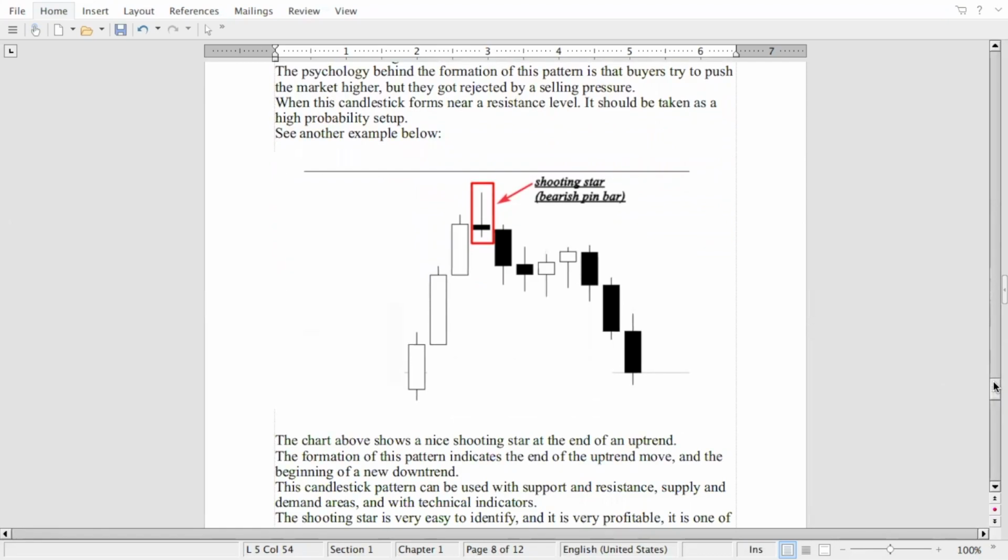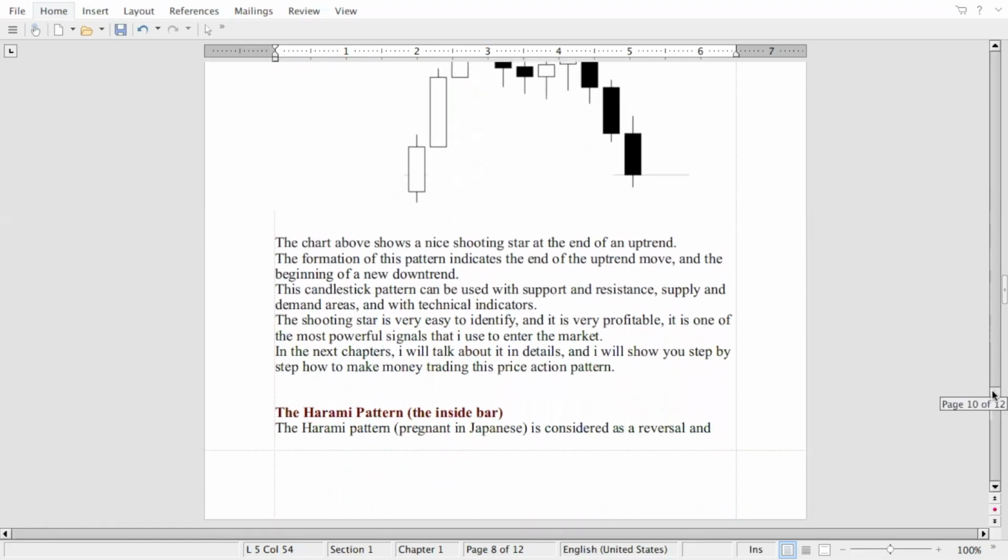shooting star or bearish pin bar normally forms on the resistance side, you know? So when you are trading, you look at the resistance side and you see a bearish pin bar, boom, you are taking your trade real quick. You are selling real quick, because if you don't sell, then you're going to lose your money. But you sell and get out, and then see how the market is going.